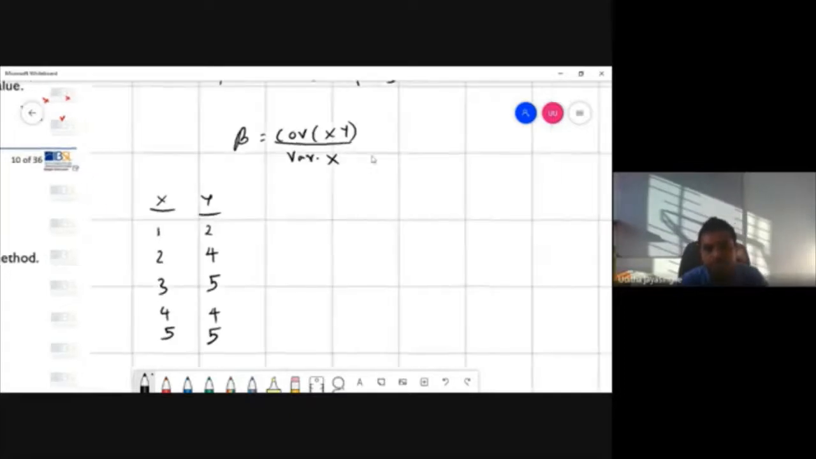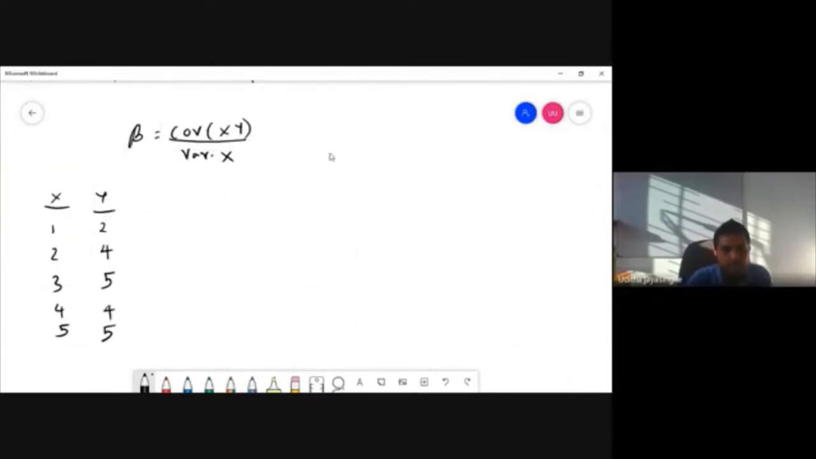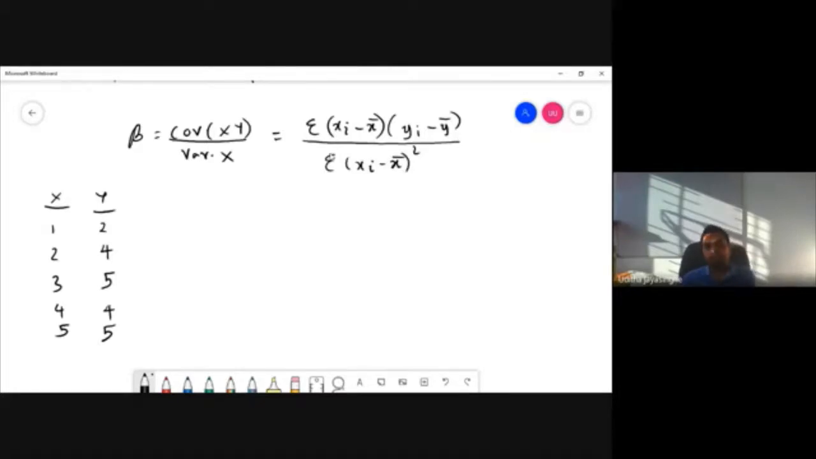Rather, the formation is going to be sigma of (xi minus x bar), the individual values, multiplied by (yi minus y bar), divided by sigma of (xi minus x bar), and I'm taking the square. So what do we really need to find? The xi values and yi values are the values that I have here. So what do we need here? We need these bars, isn't that so? We need these bars to be calculated first.